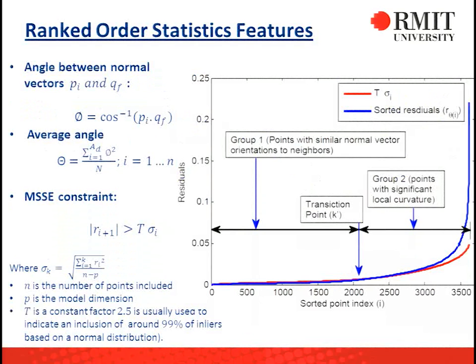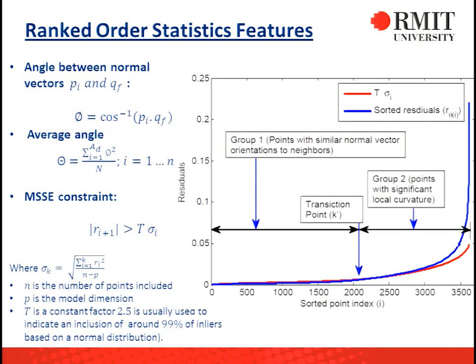The sorted residuals are shown in the blue curve, and the main idea here is that those points included in group number 1 are the points that have normal orientations that are very similar in comparison to their neighbors. Those are the points that most likely lie on flat surfaces and are ill-conditioned and not very useful for registration, because their normal orientations are very similar to the orientation of their neighbors.